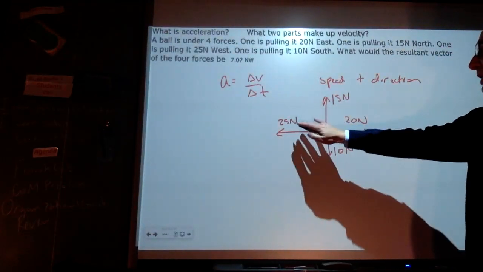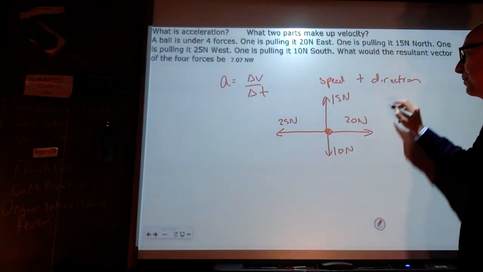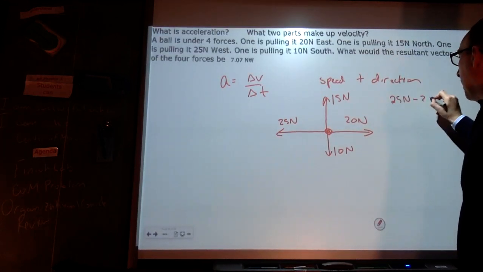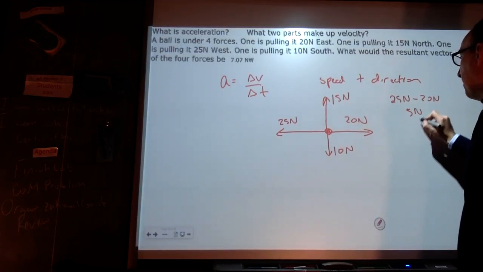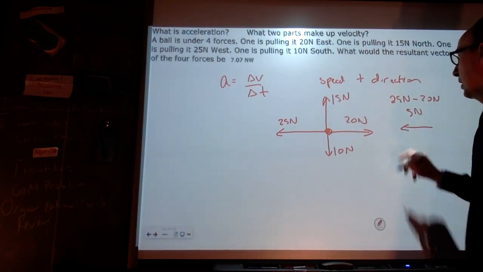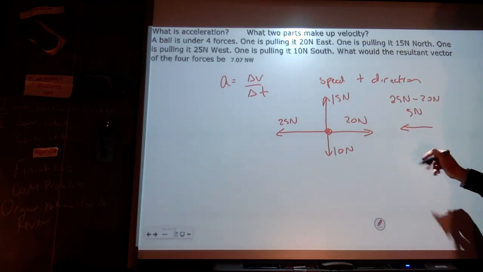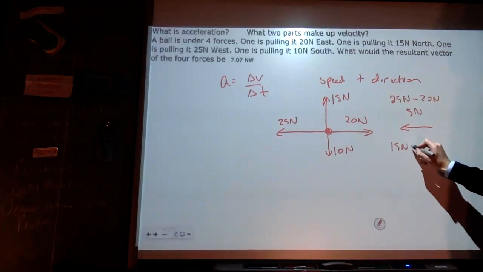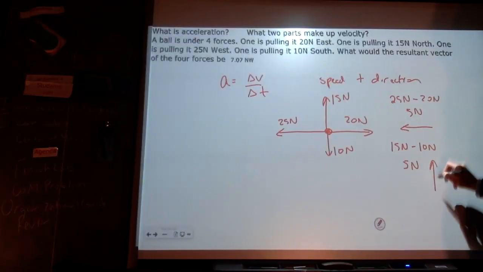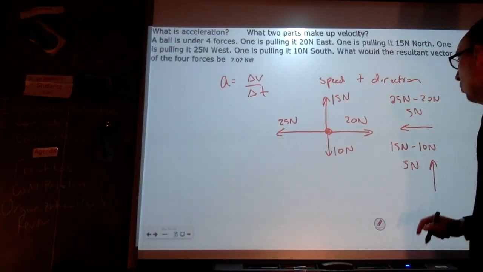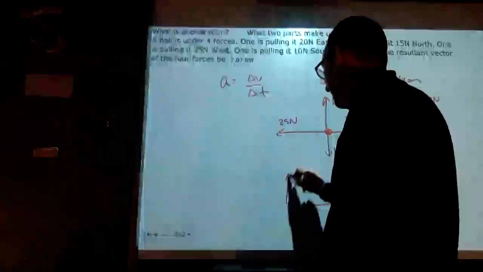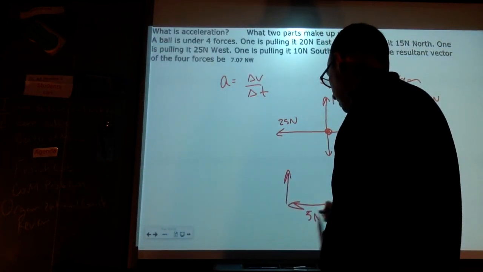In my east to west direction, I'm going to have 25 minus 20, which is going to give me 5 newtons west. In my north and south directions, I'm going to have 15 newtons minus 10, which is going to give me 5 newtons north. When I combine these, I have to do it in the head to tail method.